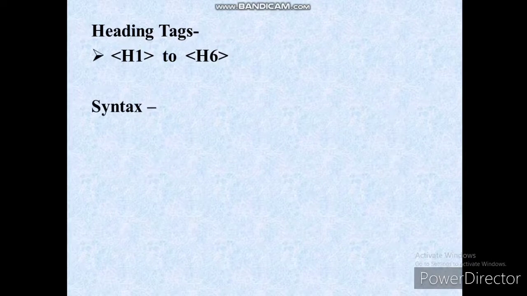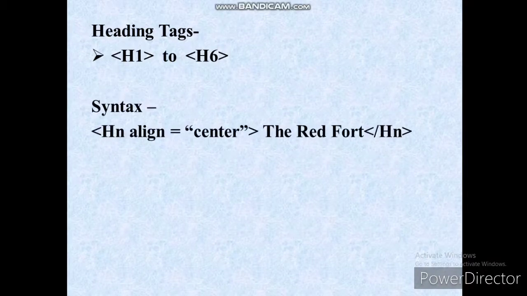What is the syntax of the heading tag? How do we use heading tag in an HTML document? This is the syntax. Start angular bracket hn. Here n stands for numbers between 1 to 6. Then align is equal to center. Then close the angular bracket. Type the text which you want to make bold or larger. After that, close the heading tag. Let's take an example.